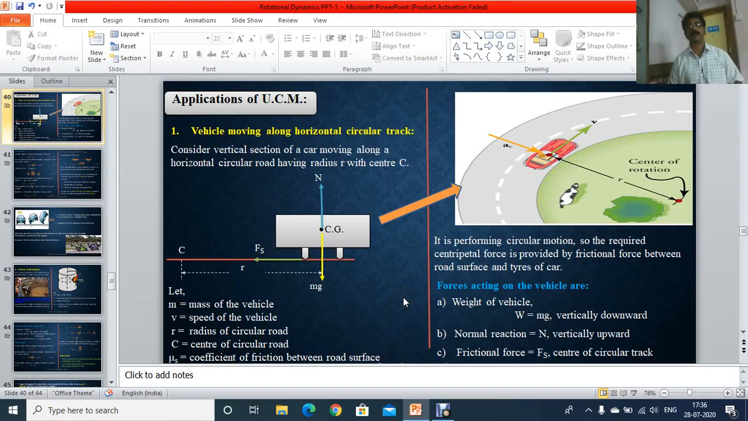Hello students. In the last lecture, we studied the dynamics of circular motion. In that concept, we studied the two forces which are present in any circular motion. The first one is the centripetal force and the second is the centrifugal force.